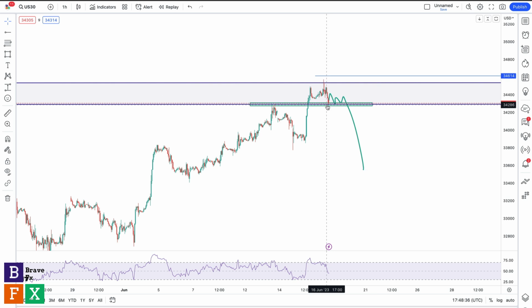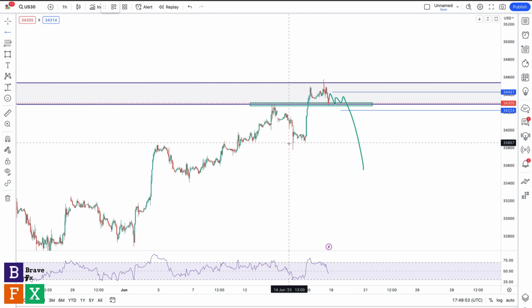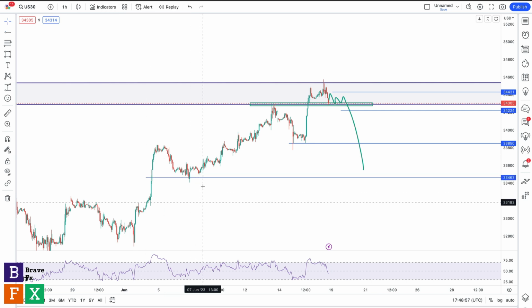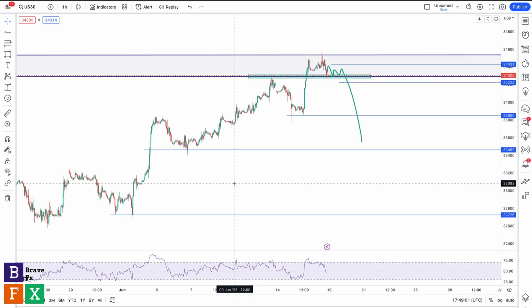So it will be wiser to wait for a consolidation at this price level, followed by a bearish breakout, taking out these highs to the downside, which would give you a trade entry at this price level with your stop loss around the consolidation that leads to the breakout. And then you can trail your position as the price evolves. So first TP, second TP, and all the way to these price levels. So this is how I'm going to trade US30.